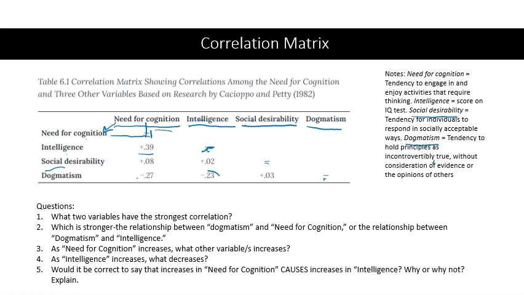You might wonder why these cells are blank, and it's simply because it would make it too busy for your eye. We could fill these in. The relationship between dogmatism and need for cognition is still going to be minus 0.27, so we could fill it in. It'll be the same as it is here. The relationship between intelligence and need for cognition is going to be the same, so we could fill it in here and put our 0.39. But that would make it pretty busy for the eye, so usually just 1 set is listed.